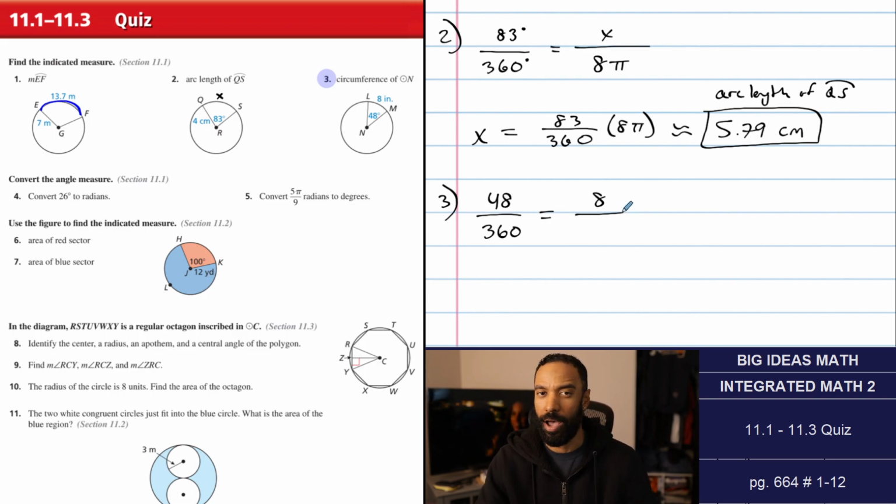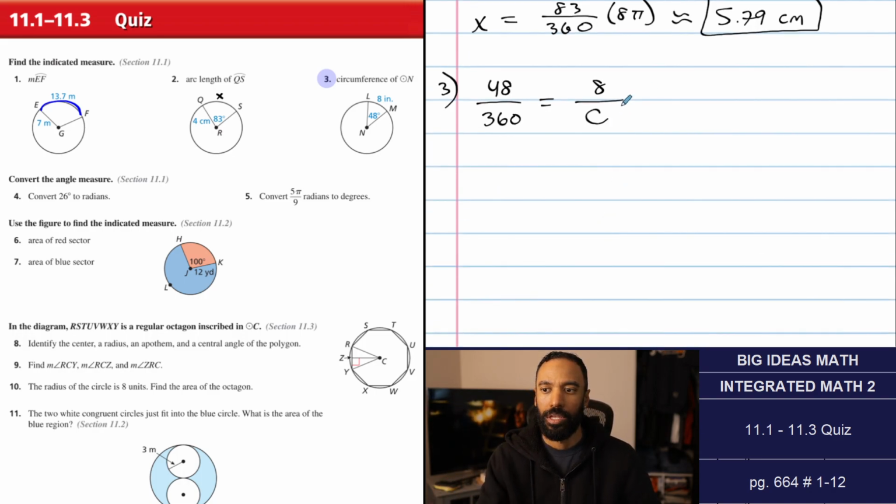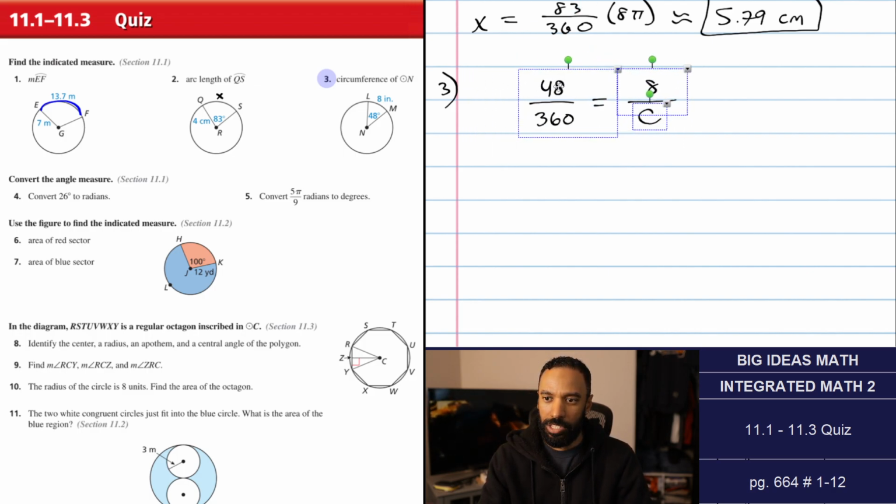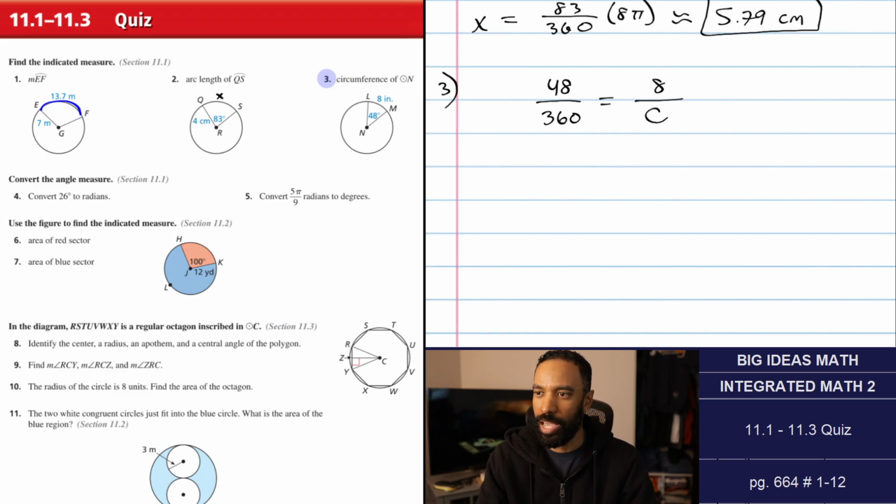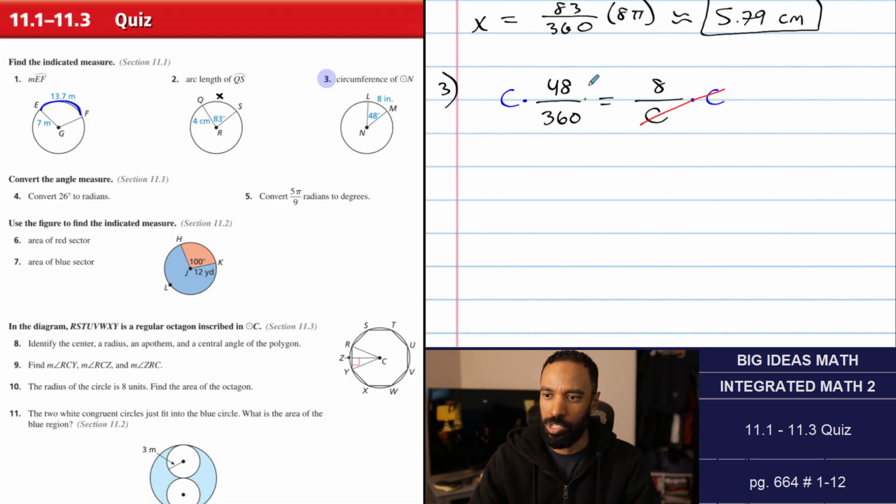Now, circumference may be 2 pi r, but they're just asking for the circumference, not the formula to get the radius. So I just need C in this case. Let's do this. If I multiply both sides by C, because I got to solve for C, I'll be getting it out of its own denominator there. And then if I multiply both sides by the reciprocal, 360 over 48, that'll get these to go away, which means this will be times 360 over 48 here, which is what I'm calculating.